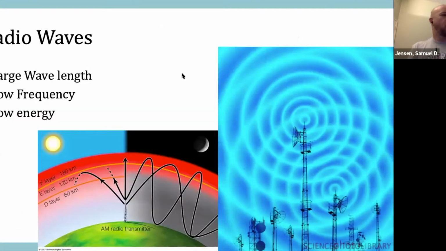Radio waves are generally very low in frequency, lower in energy, but have very big waves. You'll notice that the wavelength and the frequency are inversely related, so a small frequency is a big wavelength. The waves are very big, kilometers in size. We generally use these for information transmission.